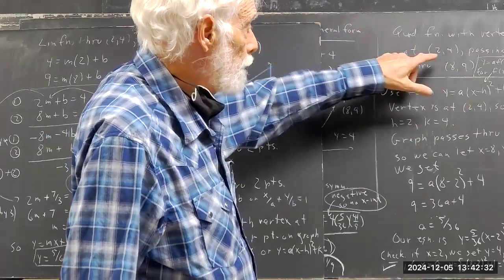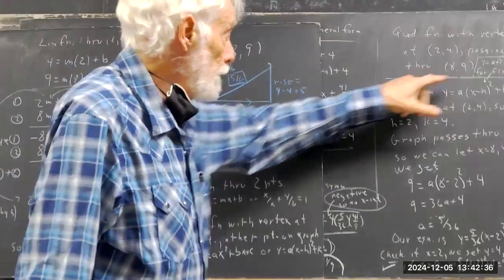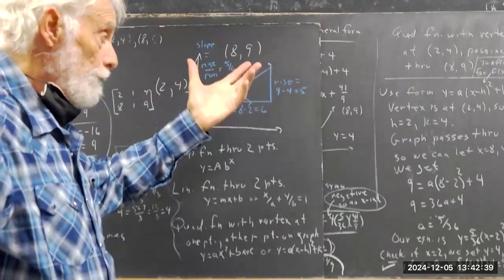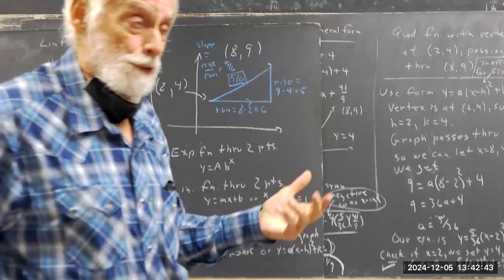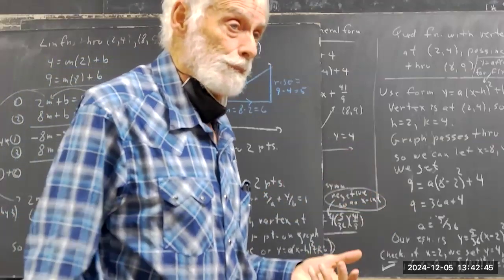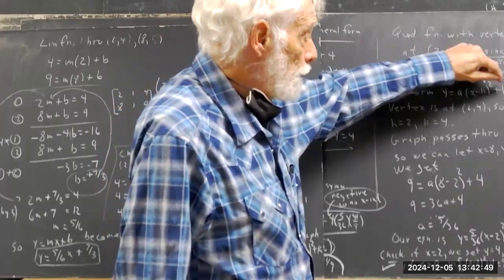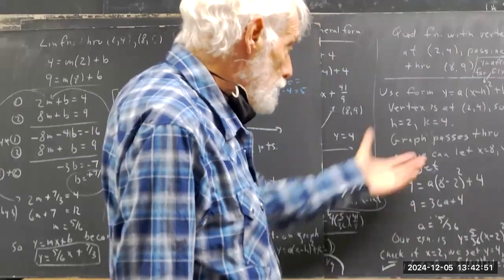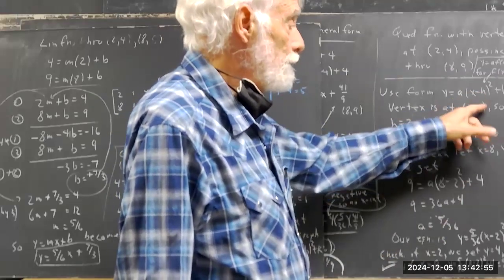we'd be finding the quadratic function with the vertex at (2, 4), that's here, through the point (8, 9), that's here. This turns out to be easier than just about anything else. We use the form y equals a times (x minus h) squared plus k. The vertex is (2, 4), so h is 2 and k is 4.